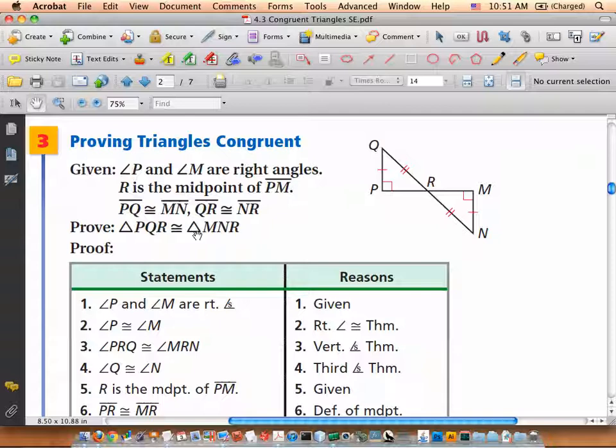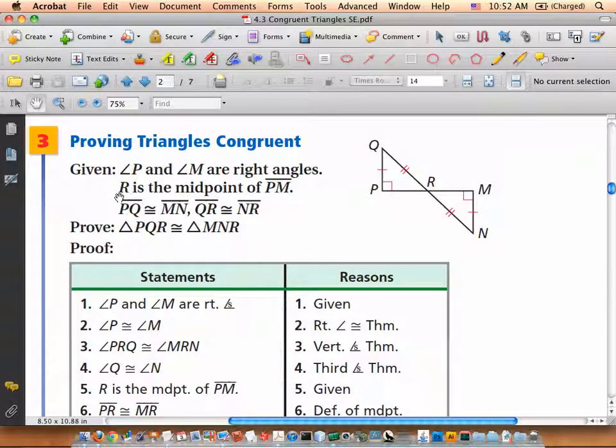Now here's the nice thing. I know that PQ is already congruent with MN. That part's done. I know that QR is congruent with NR. That part's done. How can I show that PR is congruent with MR? PR is a segment and MR is a segment, so I wouldn't use an angle theorem. Nope. Good try. There's something even more basic here.